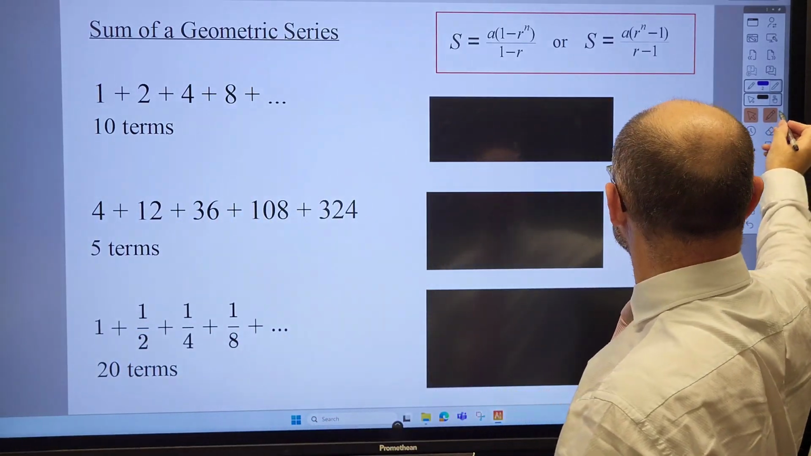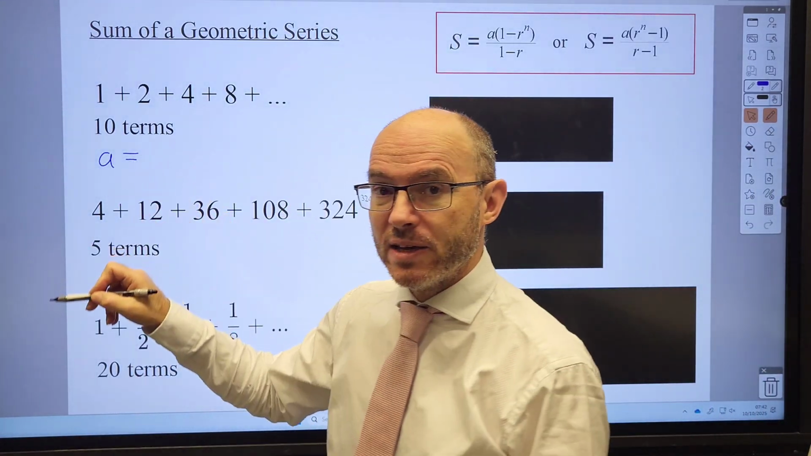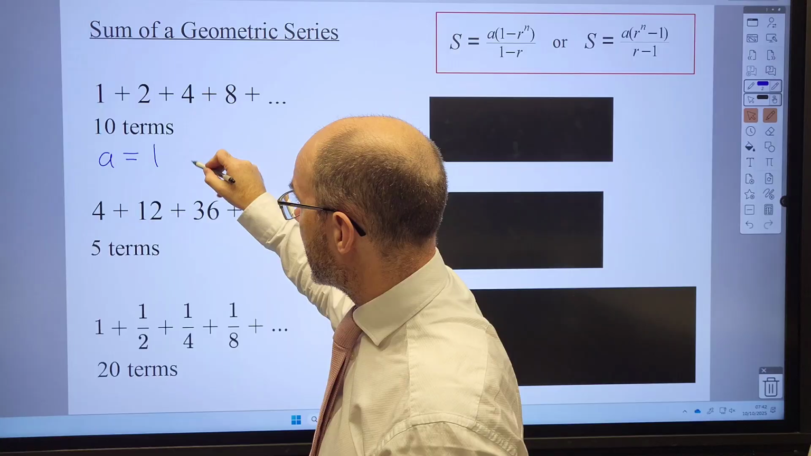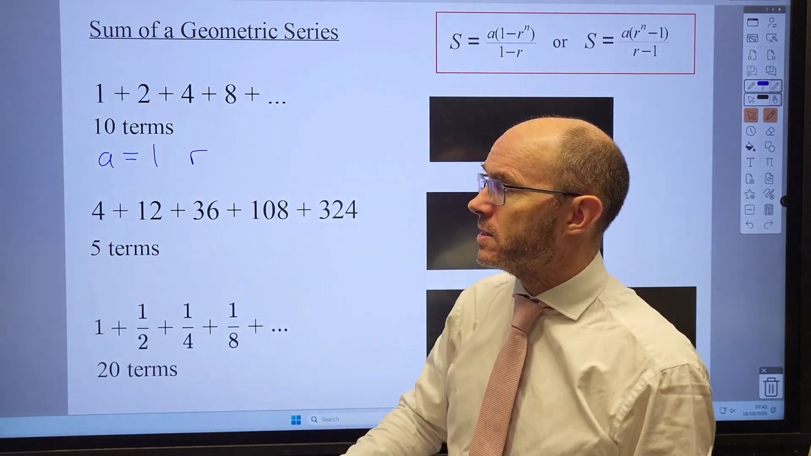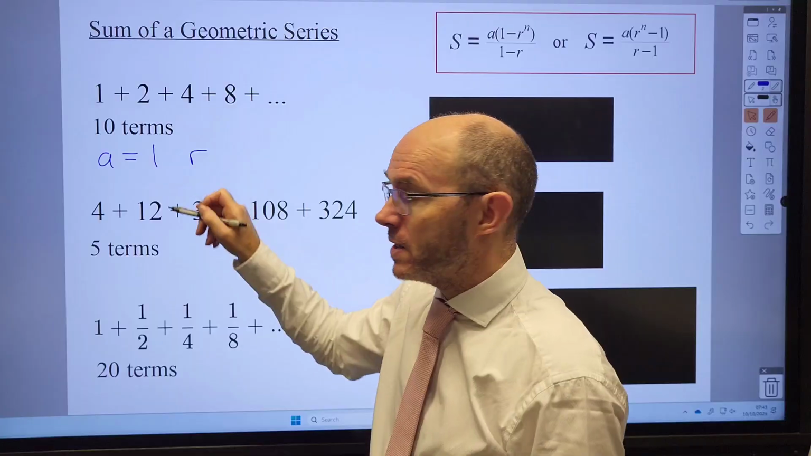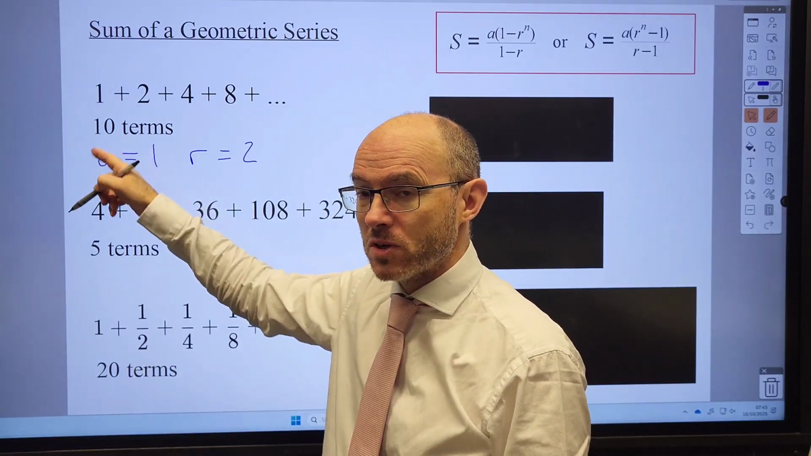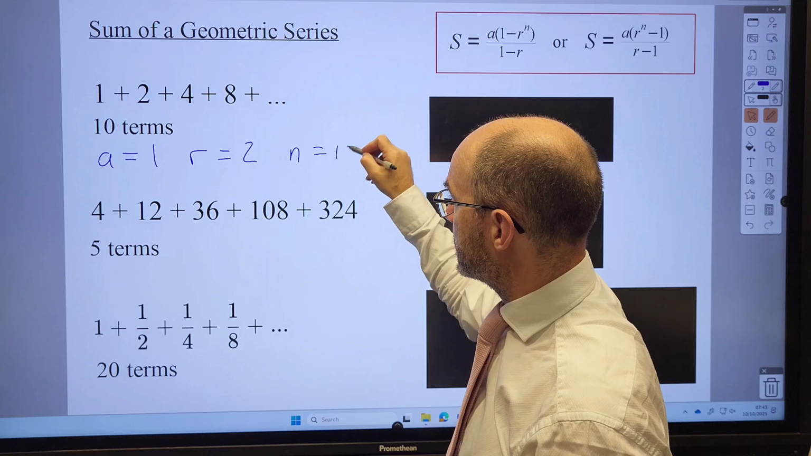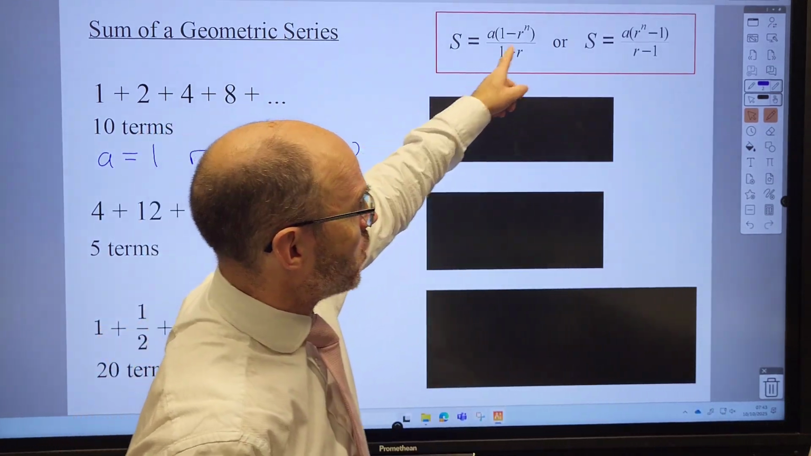What I recommend you do is first of all write down what the first term is. We call that A, so the first term is 1. The common ratio, that's what you multiply each successive term by. So multiply each term by 2, so that's going to be R equals 2, and N is the number of terms that you want to sum. So N is equal to 10. And then decide which formula to use. So you can either use this one or this one.